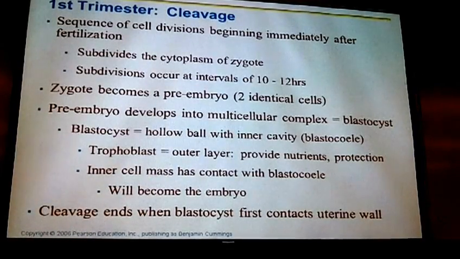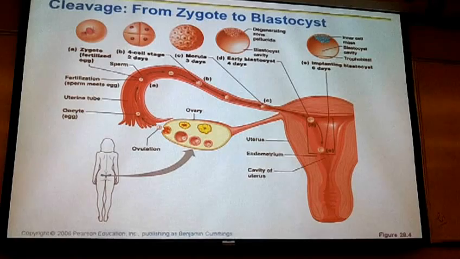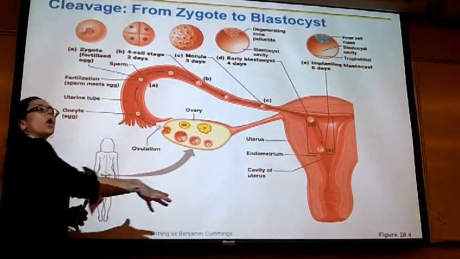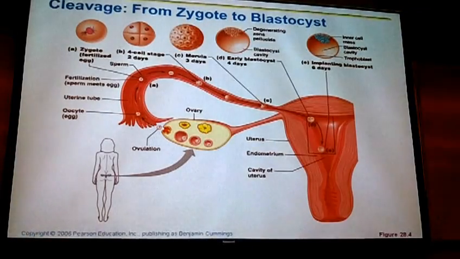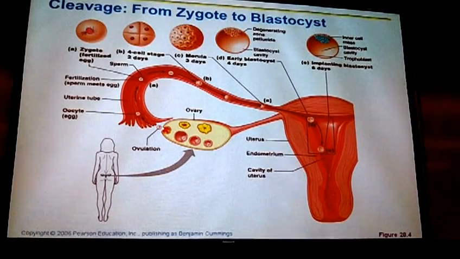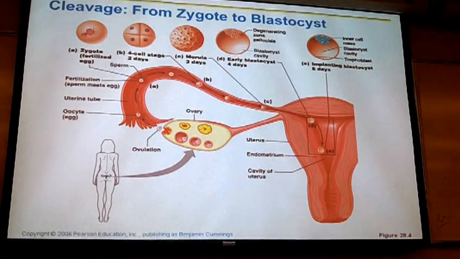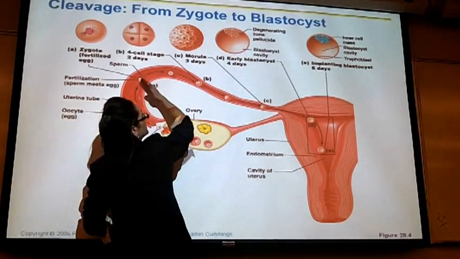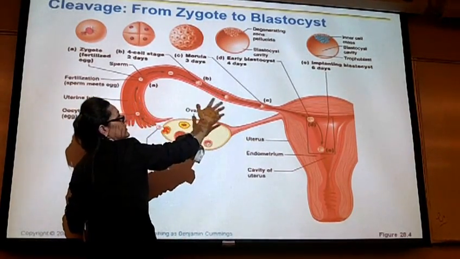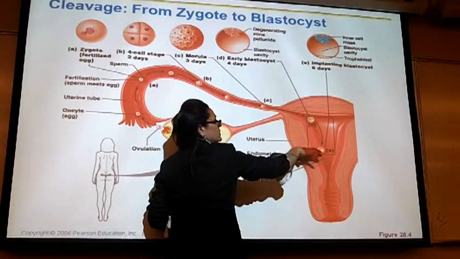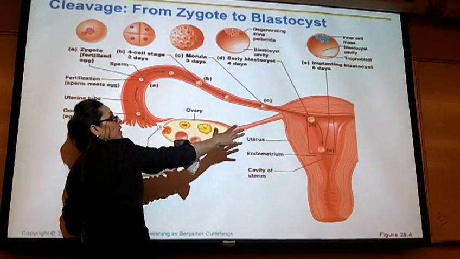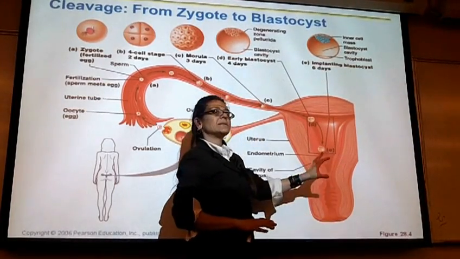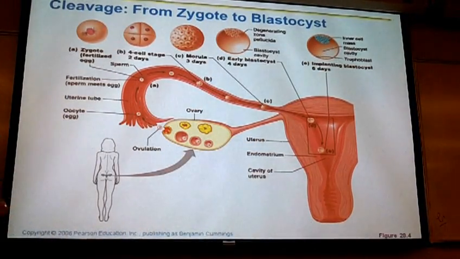Okay. Now, this whole process of undergoing rounds of cell division from the zygote to the blastocyst, that's called cleavage. And that's the first thing that happens after fertilization. Again, this is all taking place in the first trimester. So fertilization happens first, then you form a zygote, then that zygote undergoes rounds of cell division as it moves towards the uterus. That process is called cleavage. By the point that we get to the uterus, we should have our blastocyst ready to implant into the uterus.